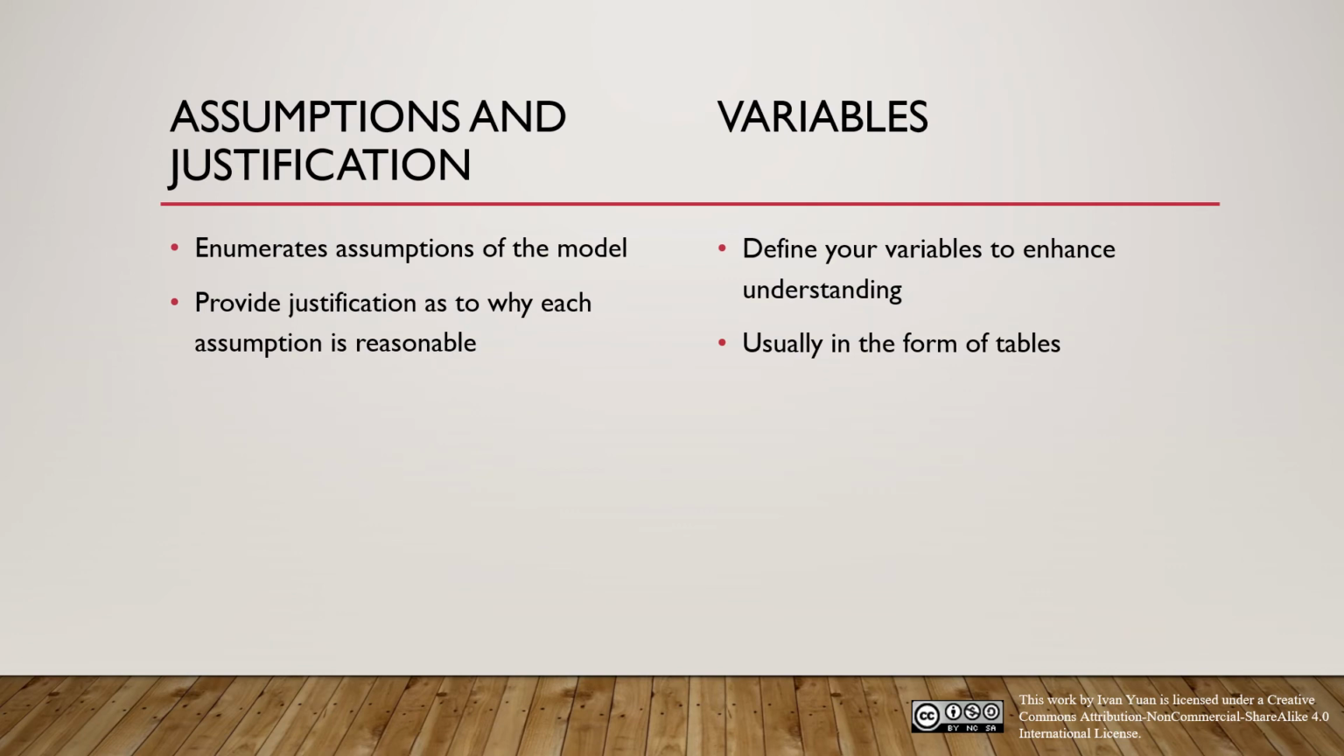Now, the next two sections are assumptions and justification, and variables. We have touched a bit on assumptions in the first video. Essentially, in the assumptions part of your paper, you just enumerate the assumptions and you provide some justification as to why each of your assumptions is reasonable, so people believe that your assumptions are good. And then after that you have variables. The variable section is to help your readers be clear with your model. So you define your variables all together, so it's really clear for people to see. And normally this takes the form of a table.